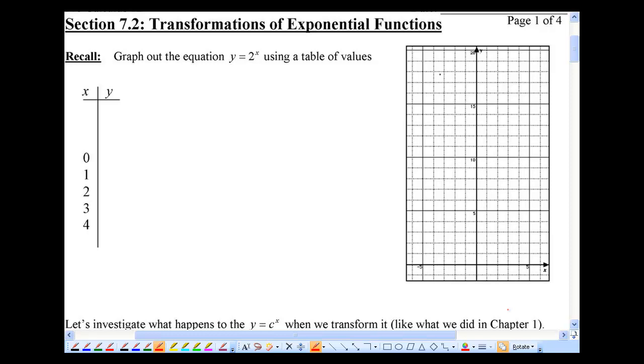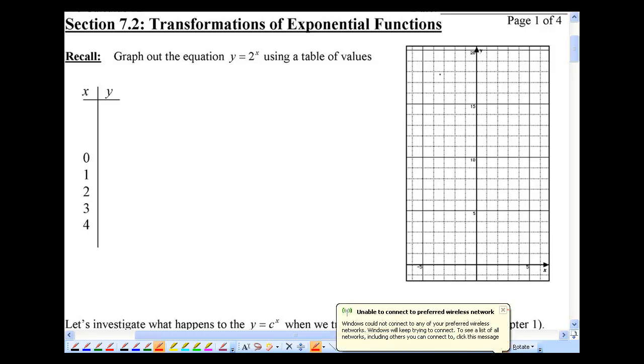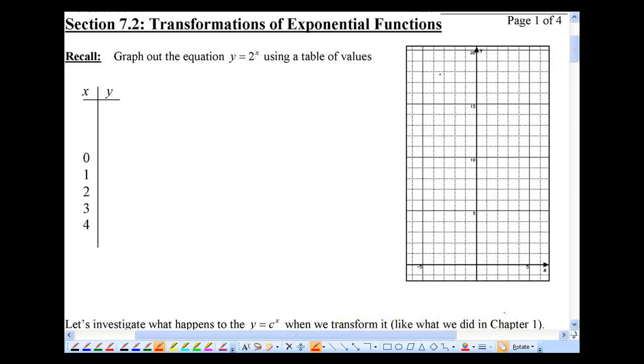We're at section 7.2 today: transformations of exponential functions. You've seen this stuff before because transformations was all of chapter 1. We applied it to the trig functions in chapters 4 and 5. Now we're going to apply it to the exponential function.